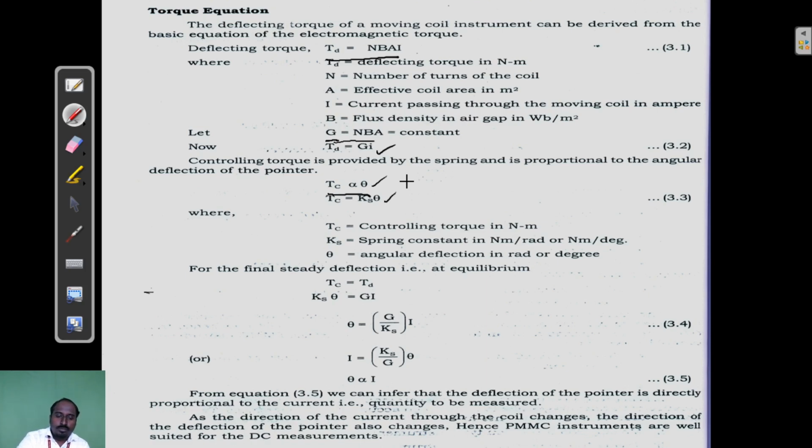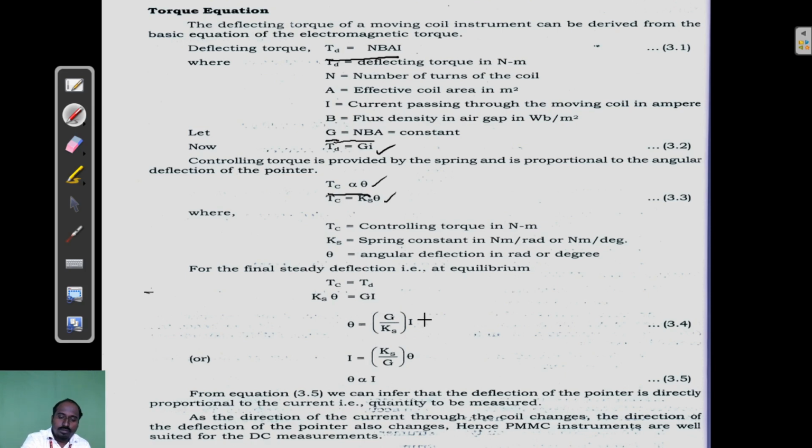Now coming to the main part, the final steady state deflection. So what is final steady state deflection? The moving coil will come to rest at a point where the deflecting torque and the controlling torque are equal. When they become equal, Tc is equal to Td. So Ks theta is equal to G into I.